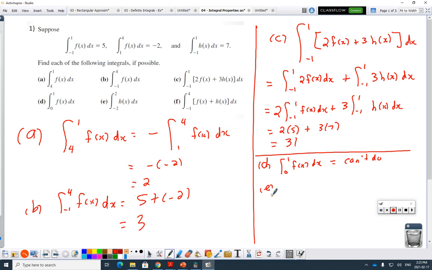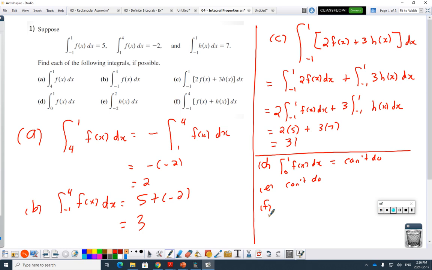E, negative 2 to 2 of h at x dx, same thing. They gave us negative 1 to 1. We'd sure like it to be double. We go, okay, well then we can do double from negative 2 to 2, but we don't know what the function does. They didn't give us any information. So we can't do this one either. Sometimes it's just as hard to decide you can't do something as to find a way to do it. So these are challenging because you have to be able to look at them and know what you can and can't do. Last one, negative 1 to 4 of f at x plus h at x.